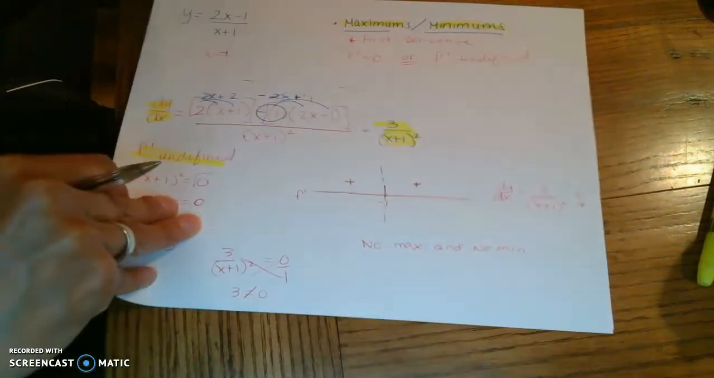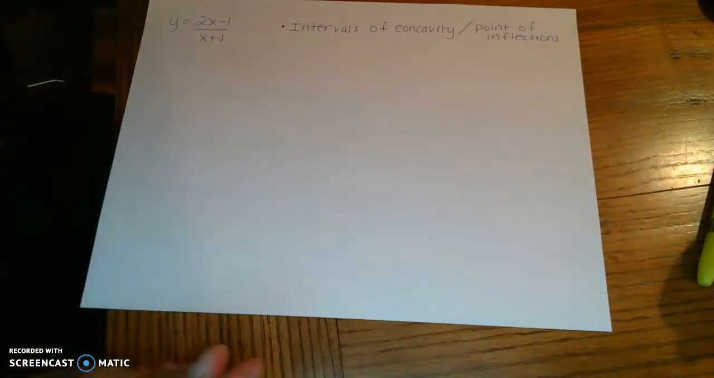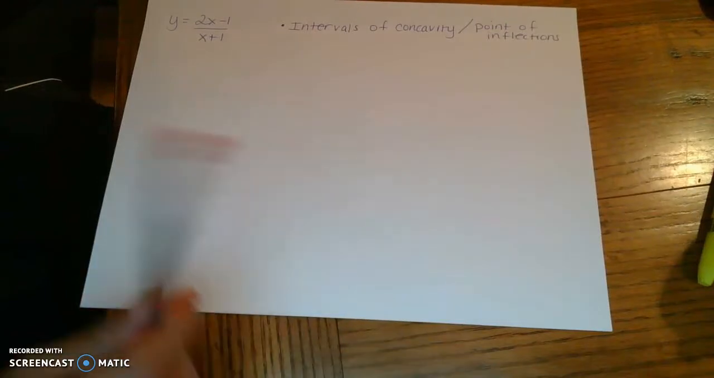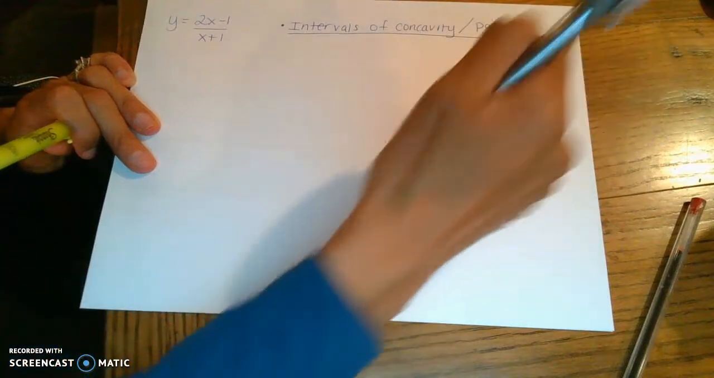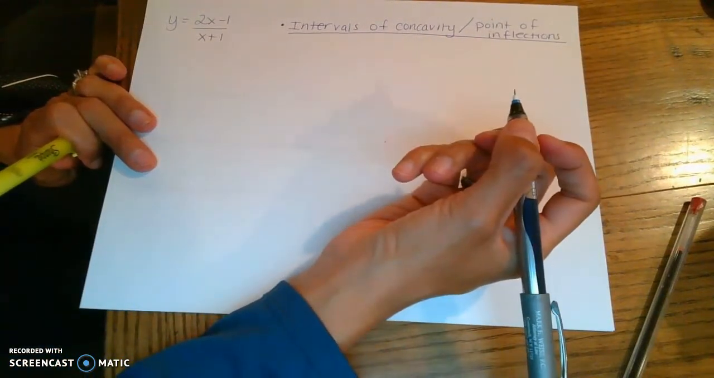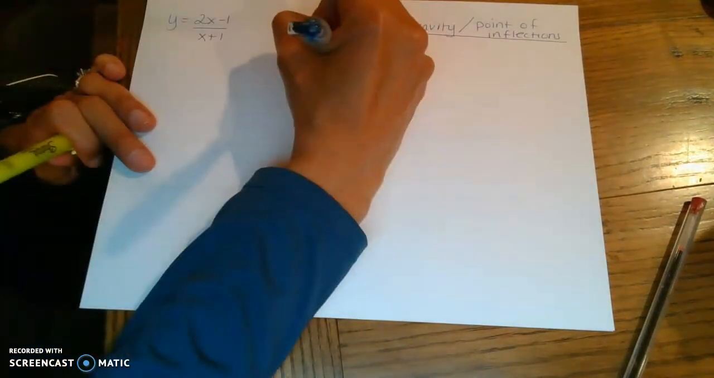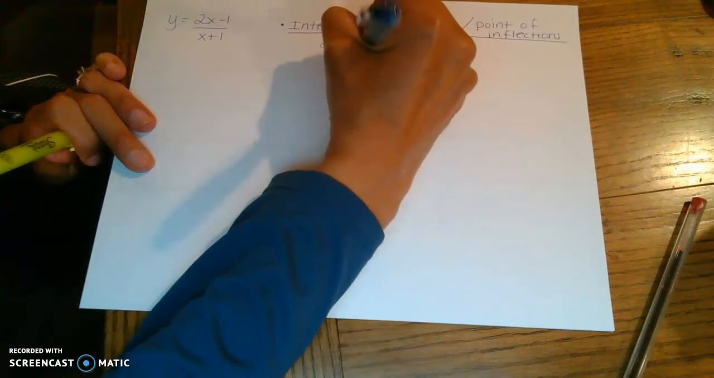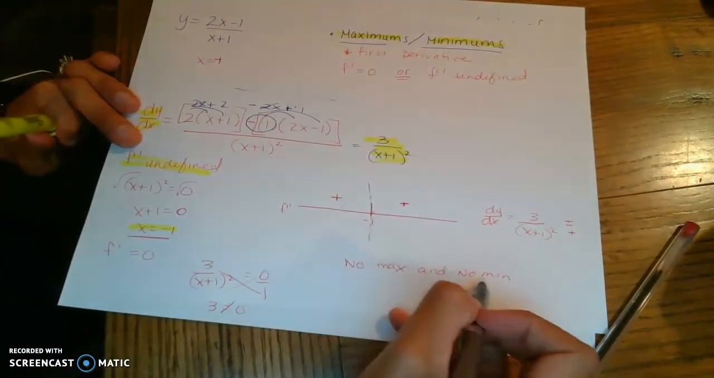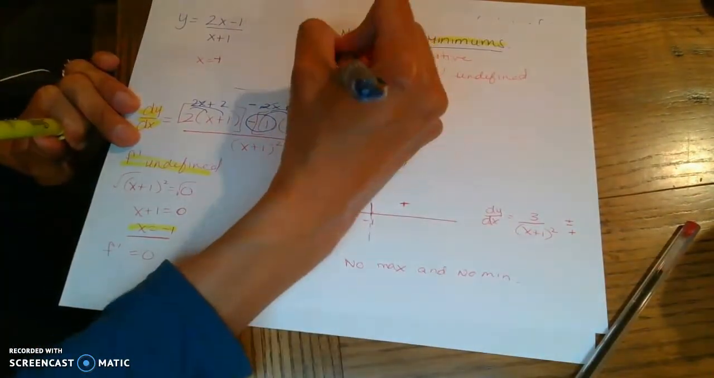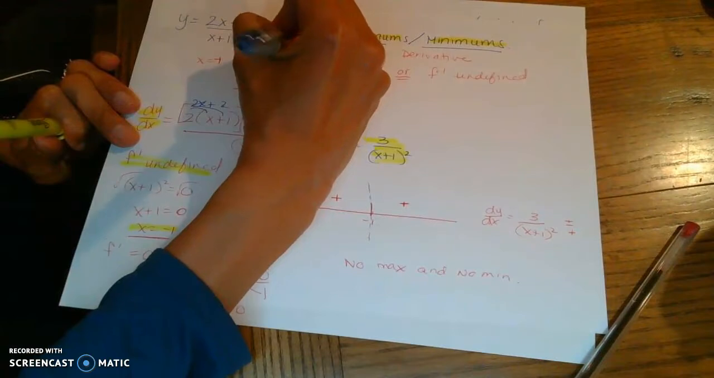Okay, so the last part of this worksheet was to find intervals of concavity and points of inflection. So at this point, I'm hoping that you guys are getting comfortable that intervals of concavity or points of inflection are coming off of the second derivative. I actually want to go back to this problem for 5 seconds because yes, there's no max or there's no min, but what else do I get from the first derivative?